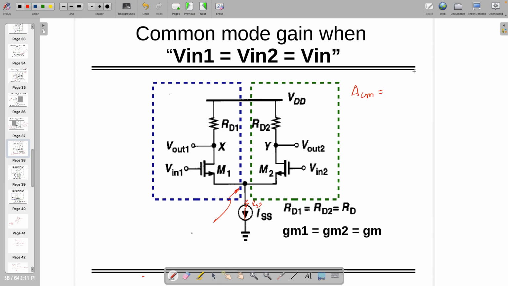Yeah. RD2 by 2, okay, in parallel with 2GM2, R02 by 2, divided by, whole divided by RSS plus 1 by 2GM. GM2 is GM1. Okay, so is it correct, or maybe you want to say something like this?